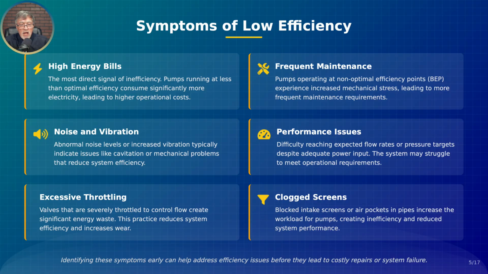Clogged screens: blocked intake screens or air pockets in pipes increase the workload for pumps, creating inefficiencies and reducing system performance. You can get at that through wire to water efficiency calculations as well.